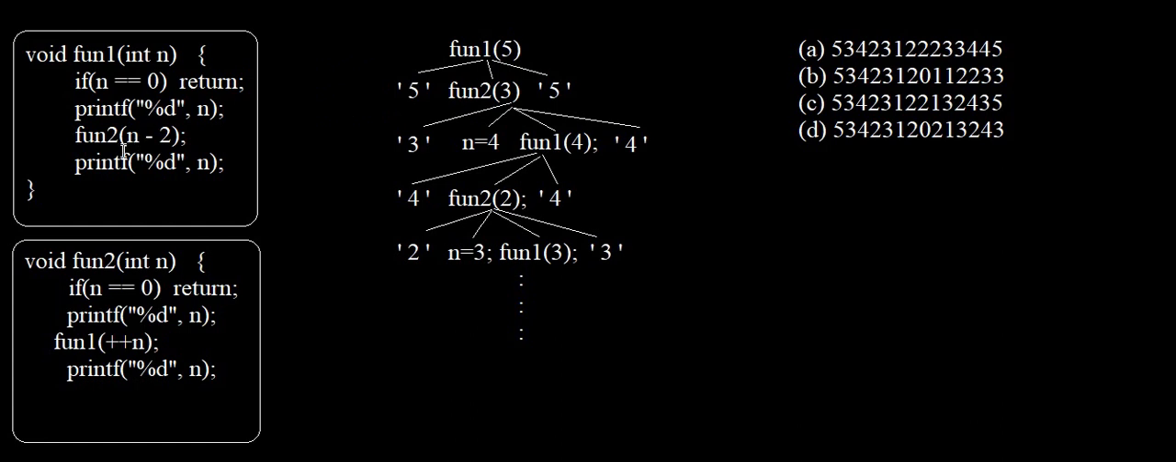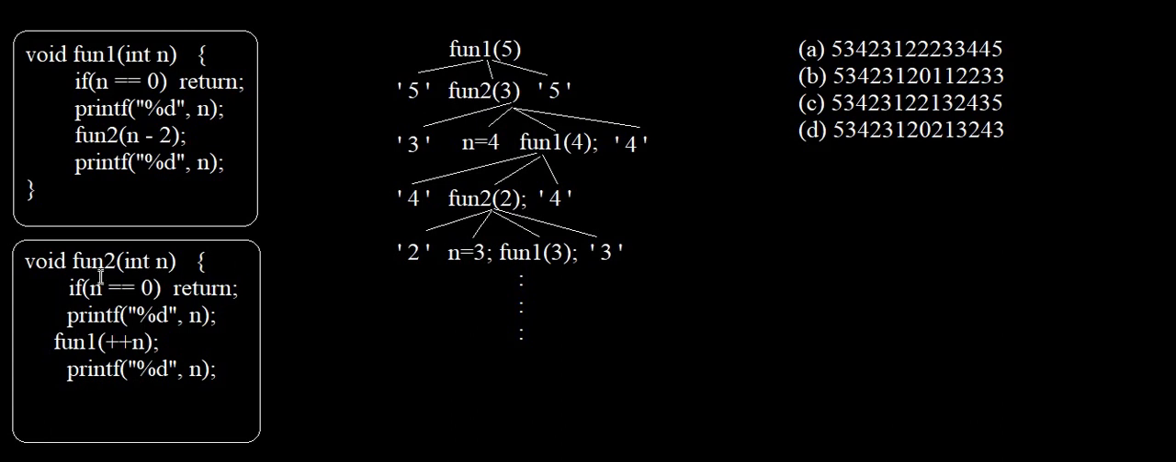Now in the second statement we have printf of n. Here n is 5, so we mark 5 to be printed at the last. It means our answer should start with 5 and end with 5. We have two options, A and C, that do the same thing, starting with 5 and ending with 5. Now let's execute function 2 of 3.